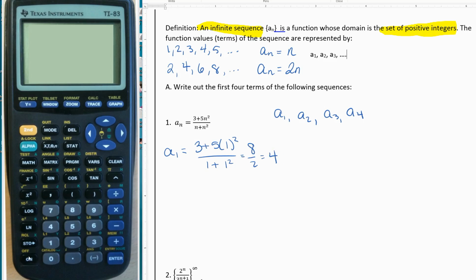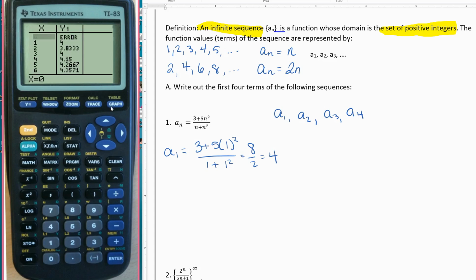Now, the other way we could do this, to use our calculator to help us out, is in y equals, we could put this in just with an x. Okay, then we can go to our table, and first we would just plug in 1, then we would want 2. So a2 is 3.8 repeating, a3 would be 4, and a4 is 4.15.